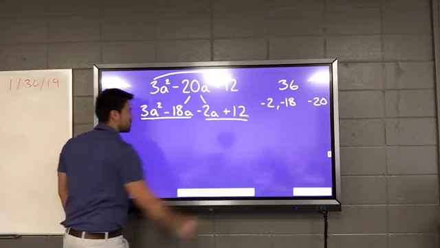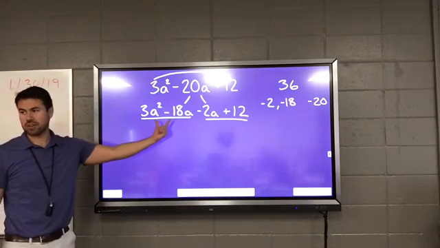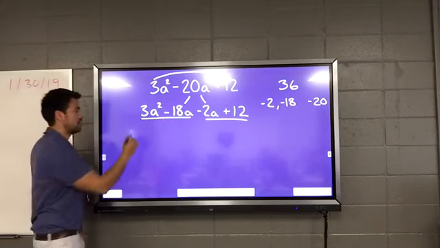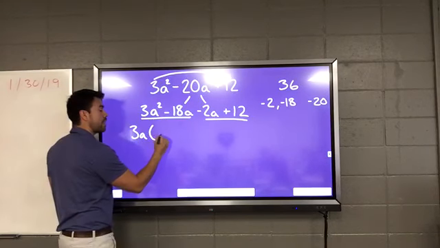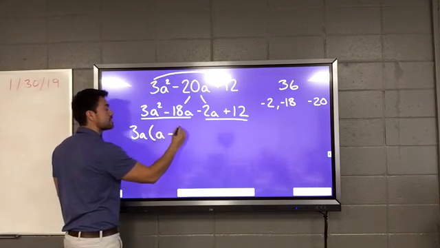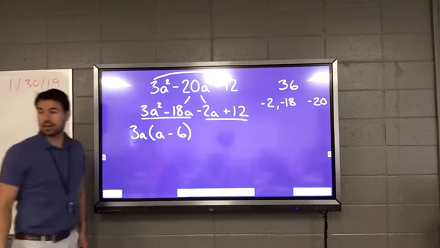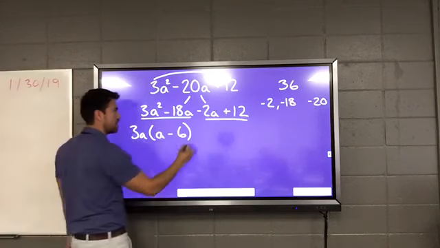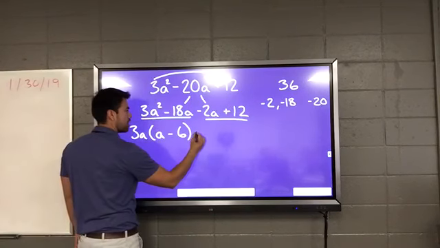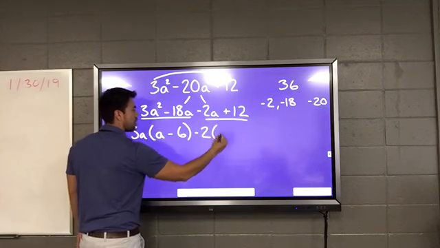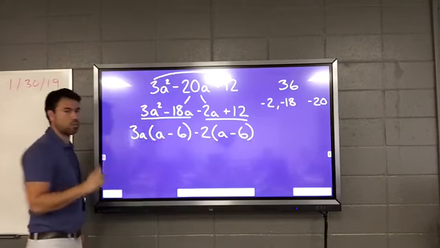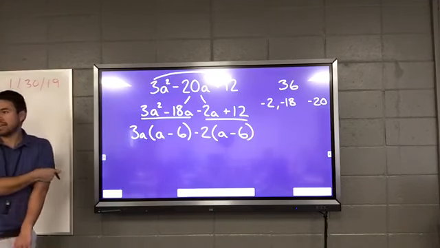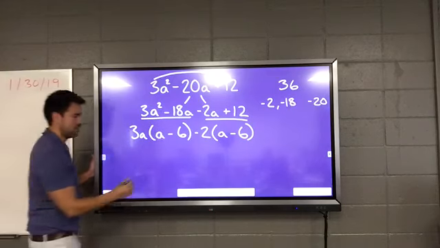Factor the groups. What's the first factor in here? 3a times A minus 6. Okay. Next group, Josh. You factor out the rest of it. I got negative 2A times A minus 6. Mm-hmm. And you notice that these two are the same. That's what you want. And Callie, what's my final answer?